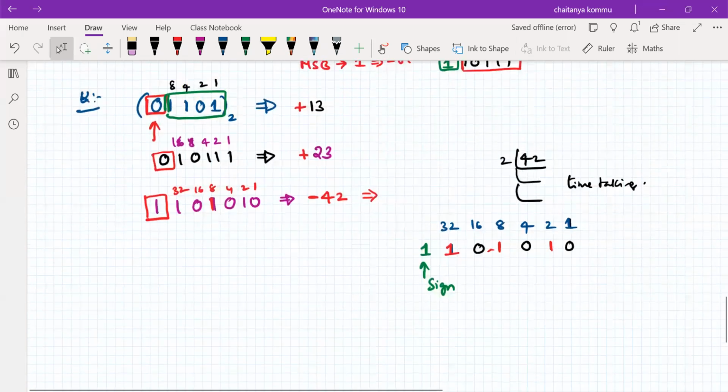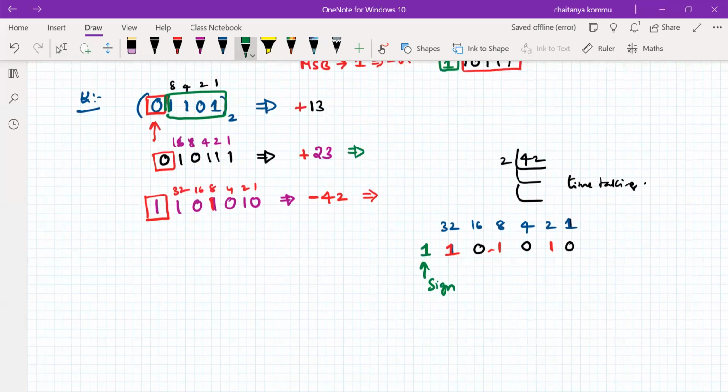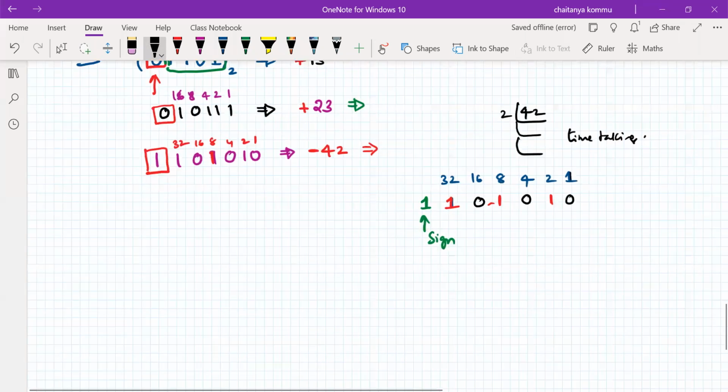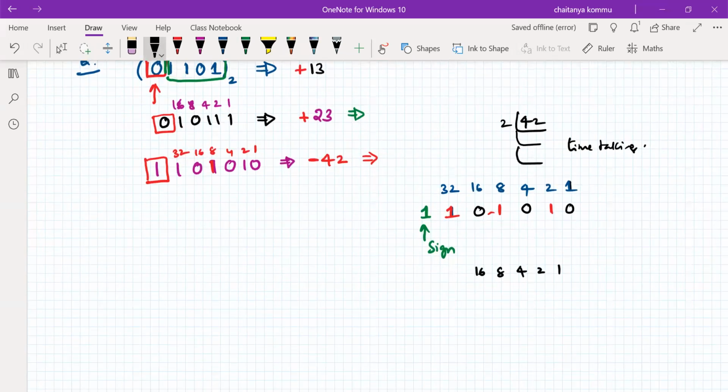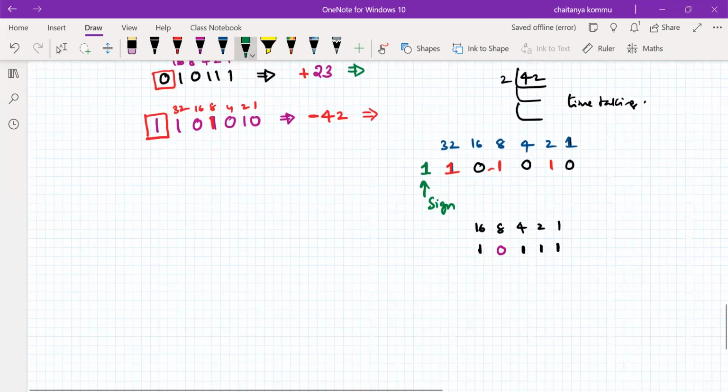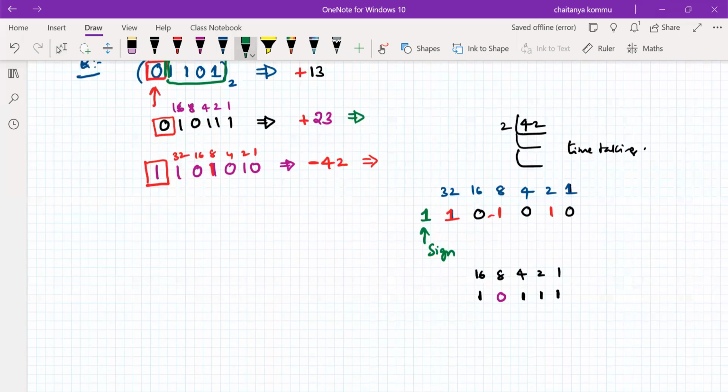Similarly, can you do it here again? What is the value? 23 means up to 16 is sufficient, right? Yes, sir, 16 is sufficient. 16, 8, 4, 2, 1. So how do I write it now? 23 is 16, 4, 2, 1. So I put the remaining as 0. Now, if you want to represent this as a sign magnitude representation, I put an additional 0 here. This additional 0 is meant for the sign. Is it clear to all of you?